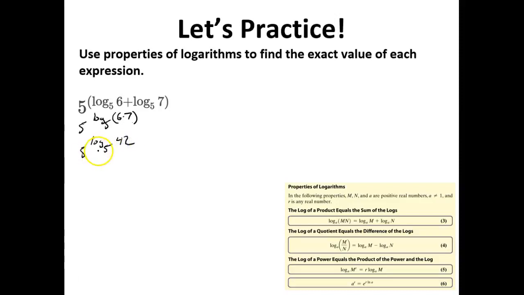Well, keep in mind logs are inverses of exponents. So here we have 5, an exponent of log base 5. Those are inverses. They're going to undo each other, and we're going to be left with just 42.